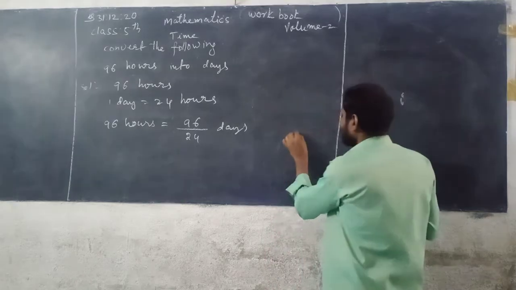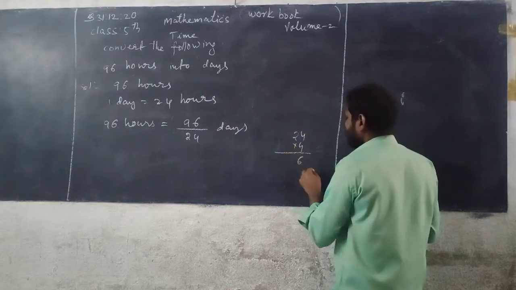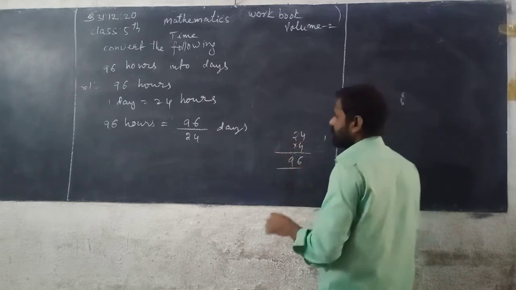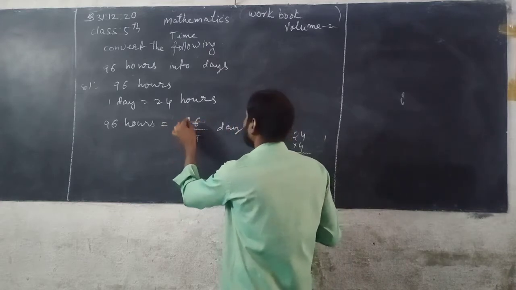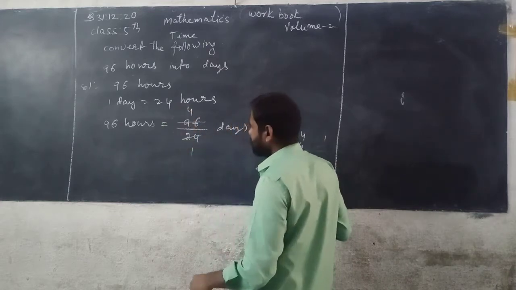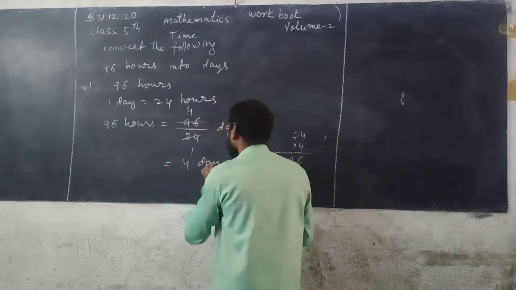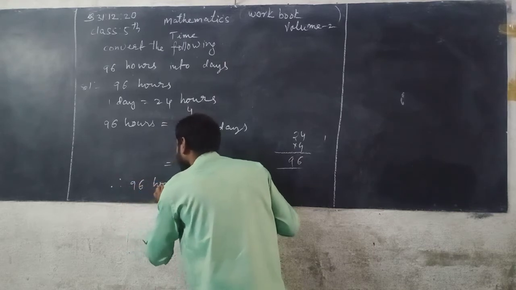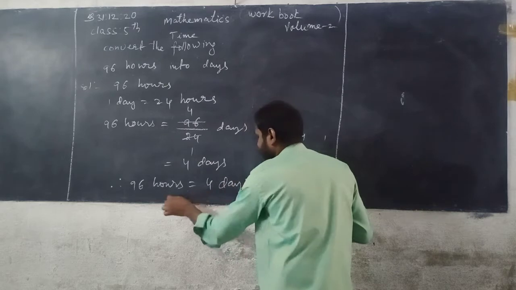4 fours are 16, 1 carrying, 4 twos are 8 plus 1 is 9. So 24 ones are 24, 24 fours are 96. So 4 by 1, you get 4 days. Therefore 96 hours is equal to 4 days. Write it down.